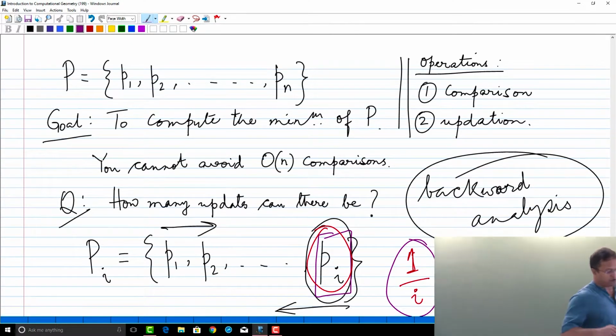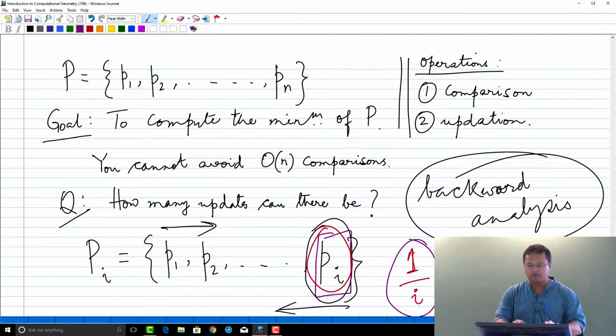You look at all i factorial permutations of this, but this observation that there will be an updation at the ith instance if and only if that is the smallest is true of all permutations of these i numbers. Your input can be any one of these i permutations. So, I can even get rid of the conditioning.